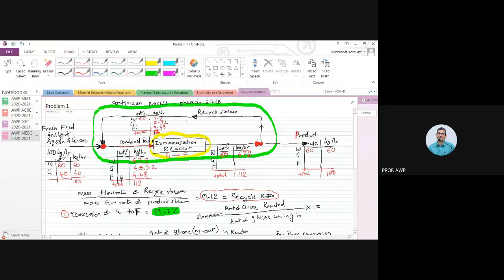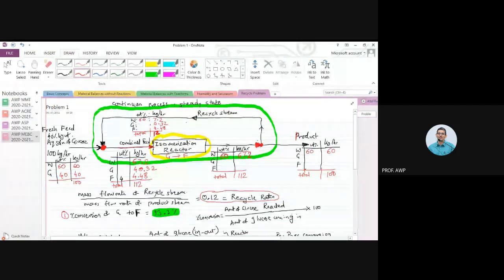In the recycle stream, water is 7.2 kg per hour out of the total 12 kg per hour. That means it is 60%. Glucose is 0.32 kg per hour out of the 12 kg per hour. So the percentage of glucose would be 0.32 divided by 12 into 100, which is 2.67%.